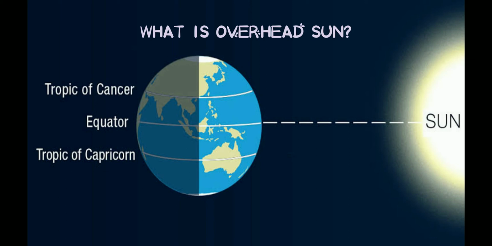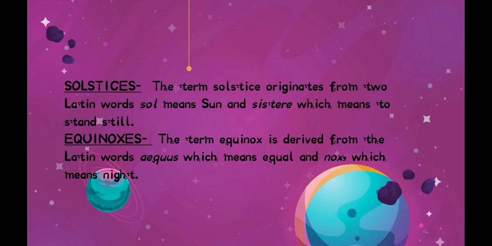The sun is overhead between the Tropic of Cancer and the Tropic of Capricorn, as you can see in the picture, and it crosses the equator twice a year. As the Earth's tilt shifts from the northern hemisphere to the southern hemisphere, during the course of its movement, solstices and equinoxes occur and we experience change in the season. Before we get further into detail about solstices and equinoxes, let us find out its origin.